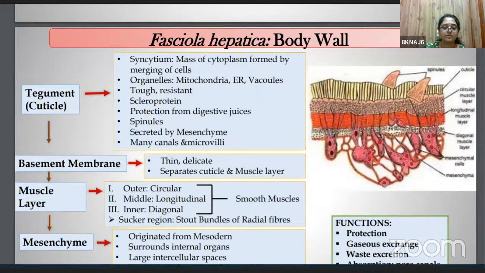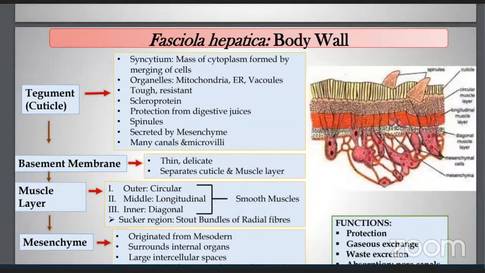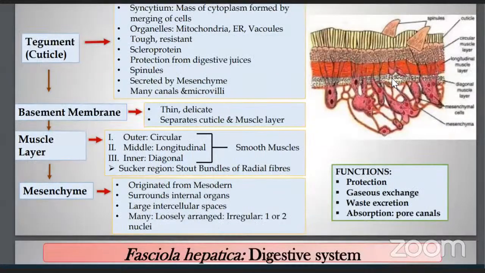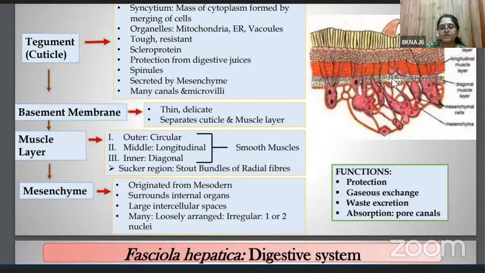Then you have the mesenchyme or the parenchyma. It is a special tissue. It fills all the spaces basically, and it has large intercellular spaces also. It's loosely arranged, irregular, with one or two nuclei. The functions of it are protection, gaseous exchange, waste excretion. Then you have absorption through the pore canals that are present.